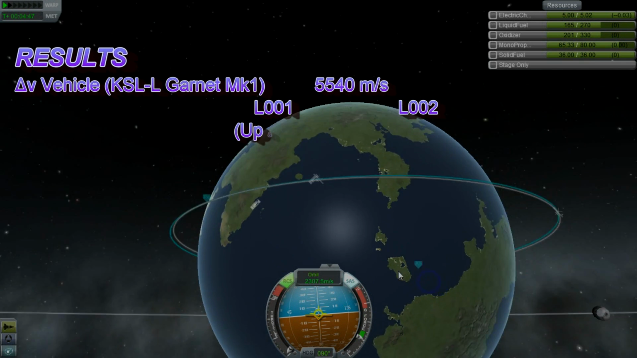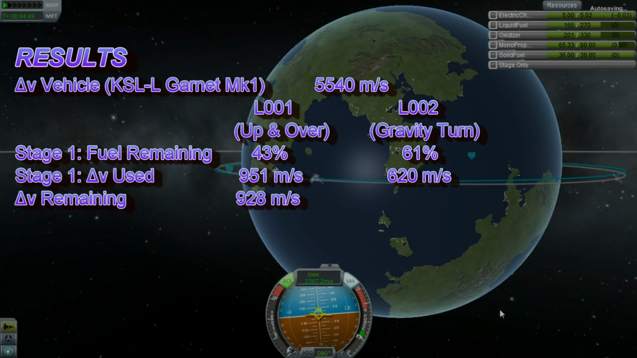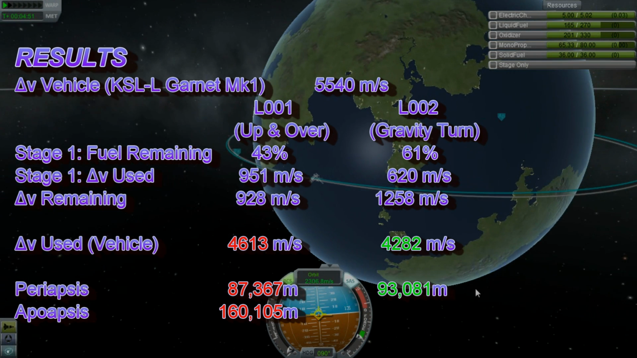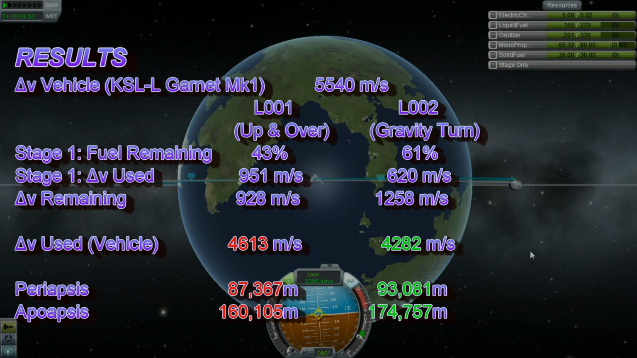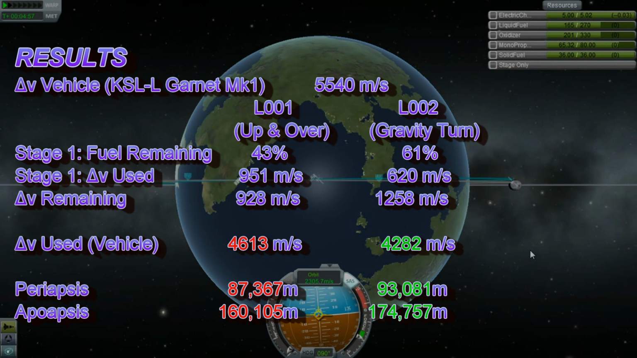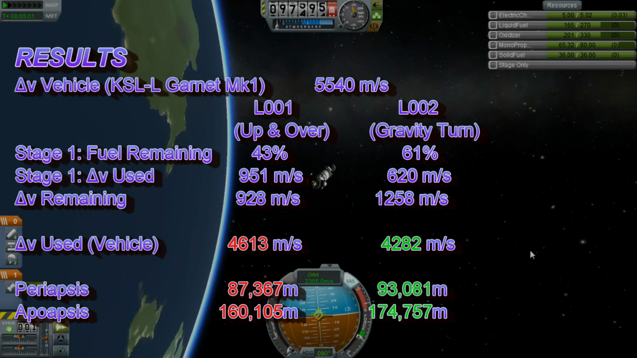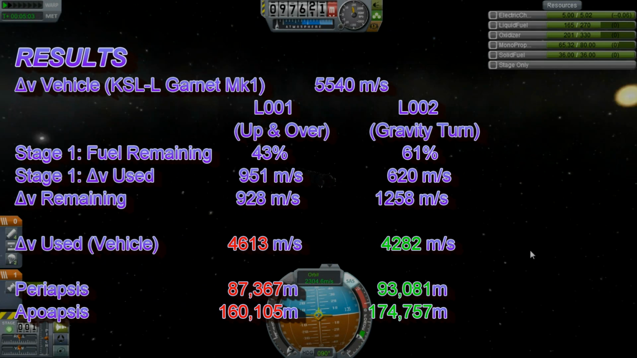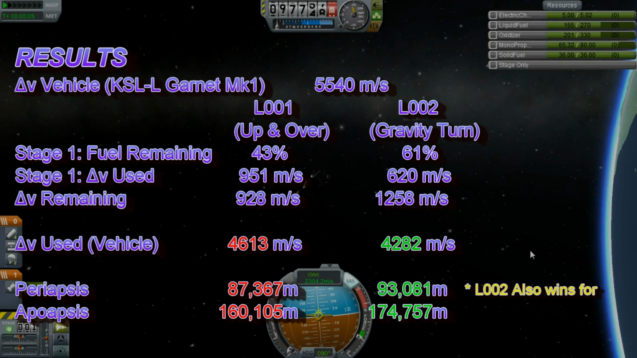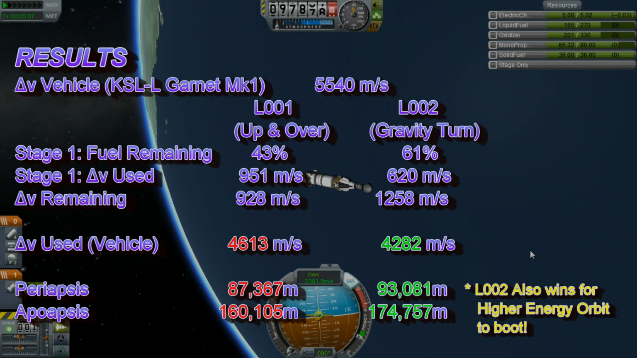Okay, now that we have Launch 1 and 2 in orbit, we can check their fuel and see what they have left, and see approximately how much they used getting up there. It's pretty easy to see how much of a difference it made to use the gravity turn in Launch 2, with just 4,282 meters per second delta V, as opposed to Launch 1 going up and over with 4,613 meters per second. Now, a word of caution, neither of these values is accurate.